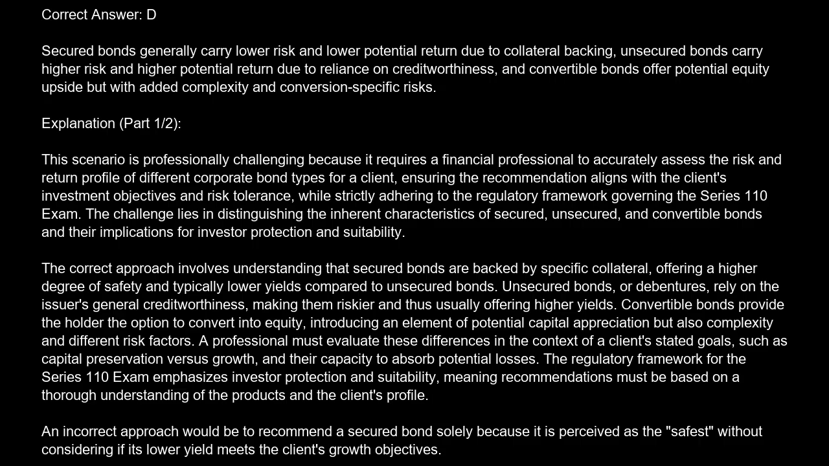and suitability. The correct approach involves understanding that secured bonds are backed by specific collateral, offering a higher degree of safety and typically lower yields compared to unsecured bonds. Unsecured bonds, or debentures, rely on the issuer's general creditworthiness, making them riskier and thus usually offering higher yields. Convertible bonds provide the holder the option to convert into equity, introducing an element of potential capital appreciation, but also complexity and different risk factors.